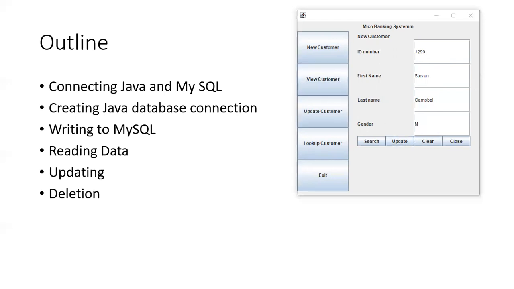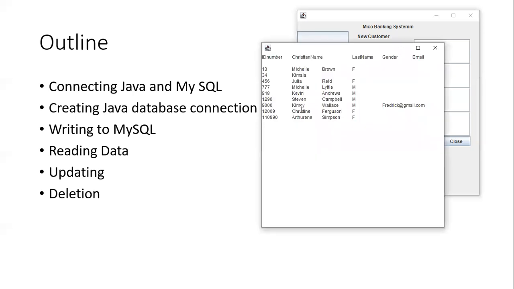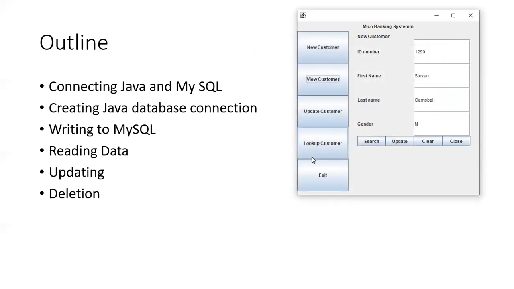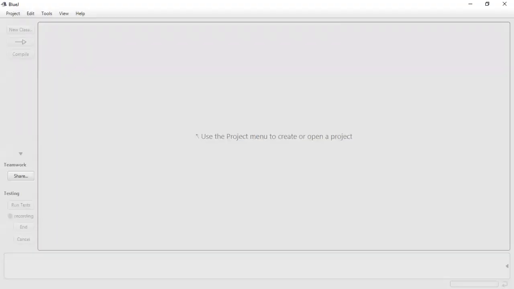And if we go back to our view, you notice now that we have a Stephen, as can be seen there. All right, and we'll also include the deletion feature. Now we're going to be using BlueJ to create this application.